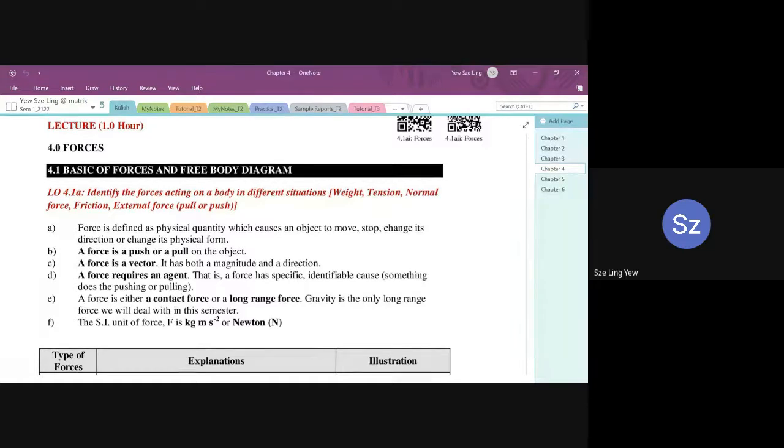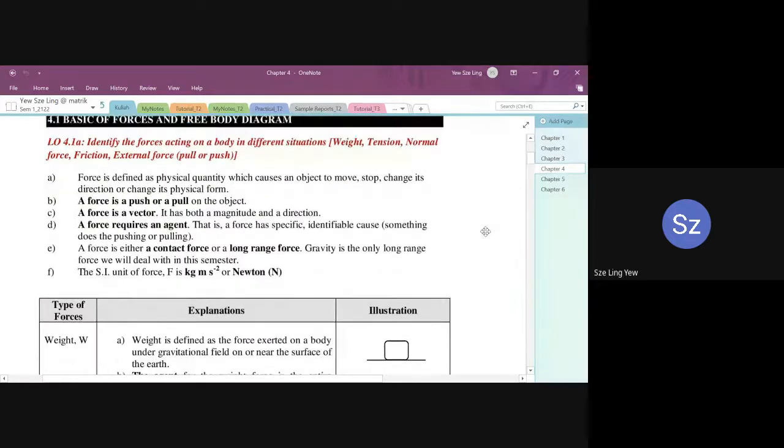Okay, so let us start our class today. We'll be doing chapter 4, force, in this 1 hour. Hopefully we can finish it within an hour. All right, so force. Okay, forces.